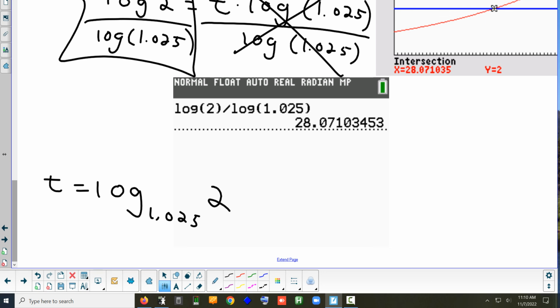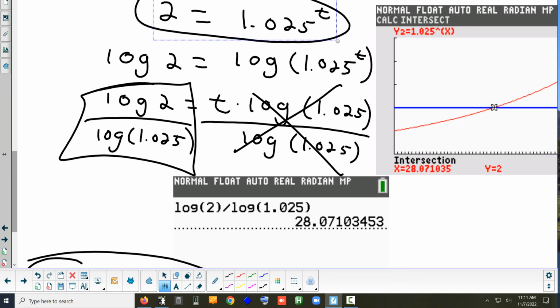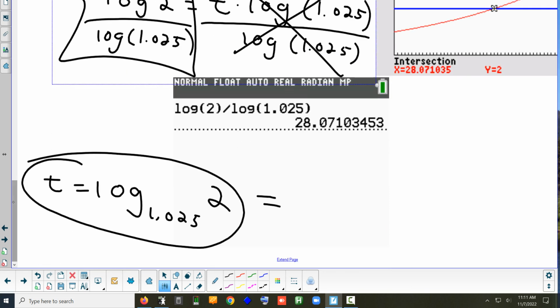And the thing that's by itself becomes my argument. So all I did there was rewrite it. The problem with rewriting it this way to get the answer is that up till now, we don't know how to take the log of base 1.025. But we figured it out: t is equal to log 2 divided by log 1.025.